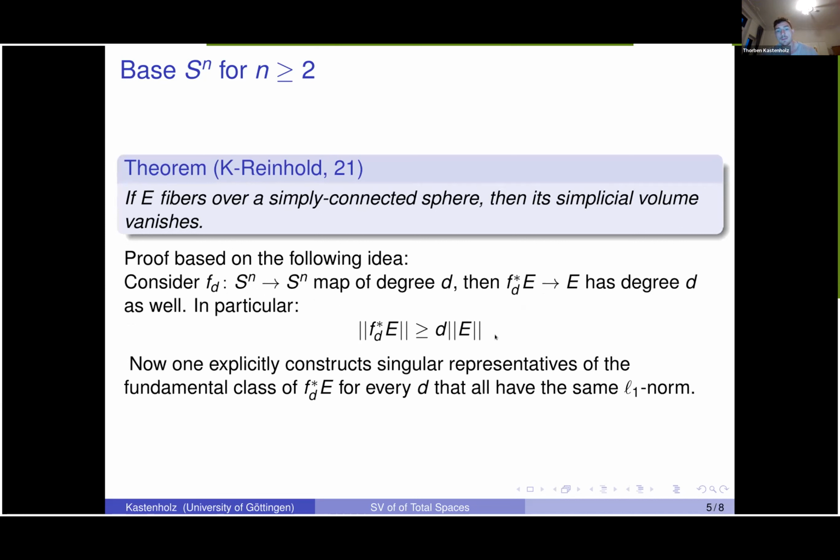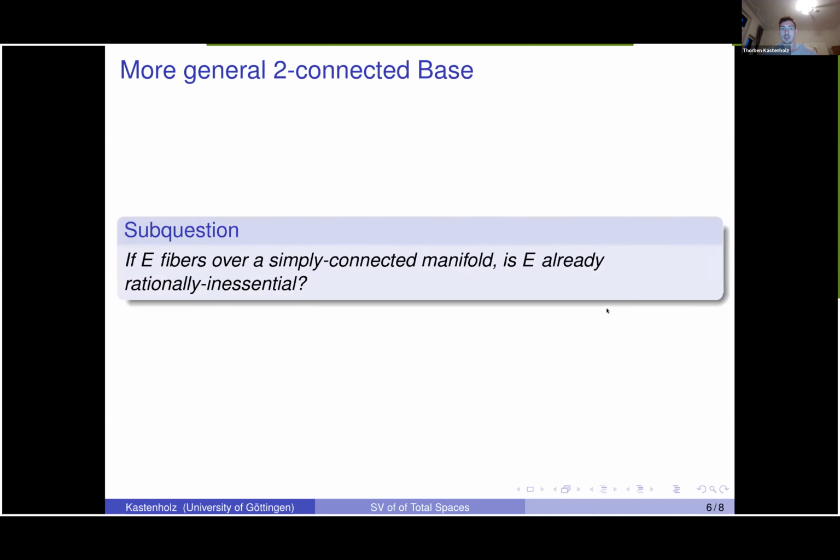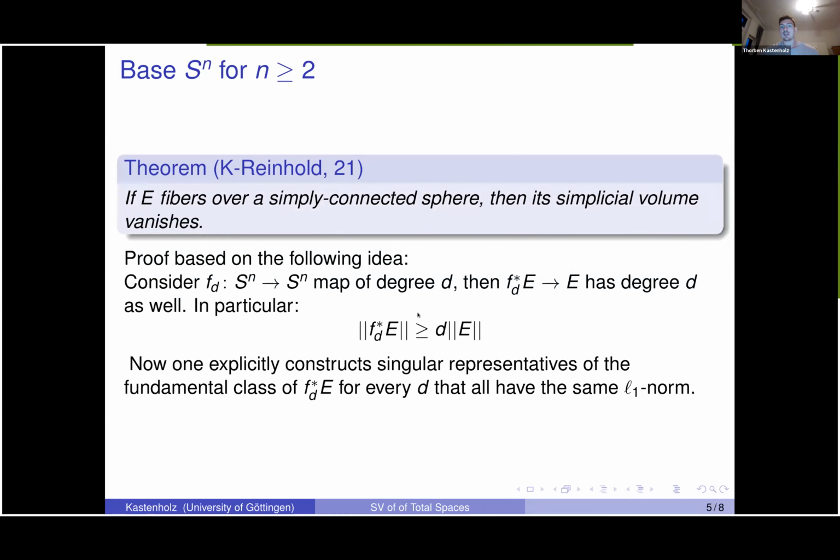And so now what we do is we explicitly construct representatives for the fundamental class of the total space of such a bundle. And this is defined in terms of the clutching function, such that all of these representatives have the same L1 norm. But of course, this immediately gives you this inequality here. So if the norm terms on the left-hand side and on the right-hand side are actually the same, or bounded by the same thing, then of course this can't be arbitrarily big, so the simplicial volume has to vanish.